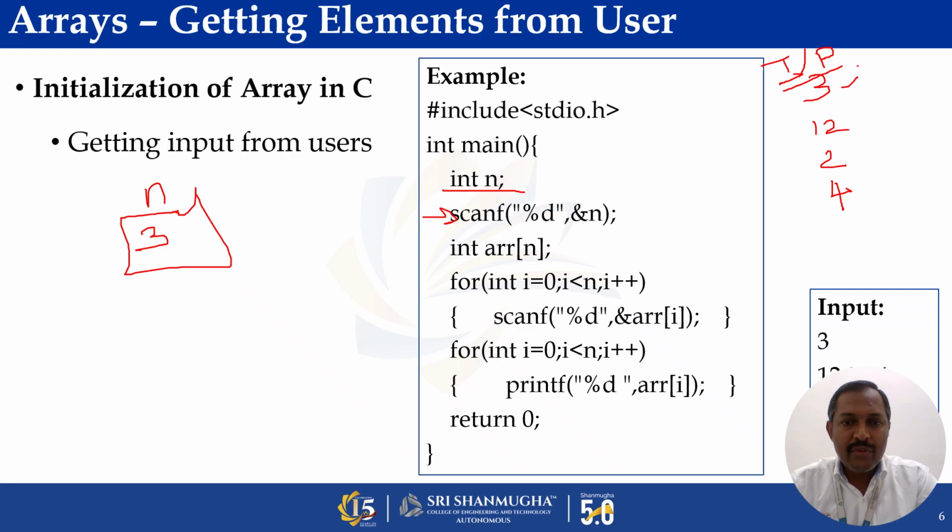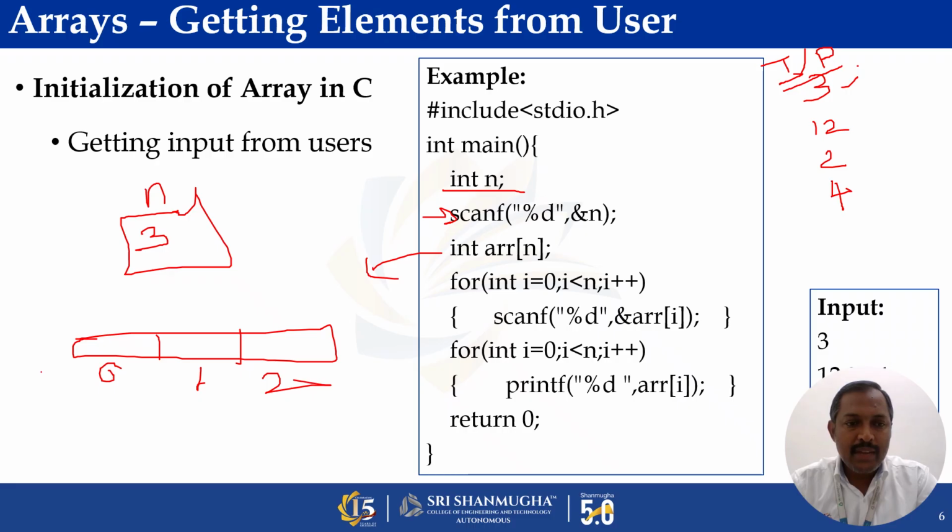Next, int ARR of n. An array is created with size n. Now the n value is 3, so an array is created with size 3: 0, 1, 2. The name of the array is ARR. Next we are using a for loop to get array elements from the user. First the i value is 0. We are getting an input from the user, the next value 12. We get 12 from the user and store it within ARR of 0.